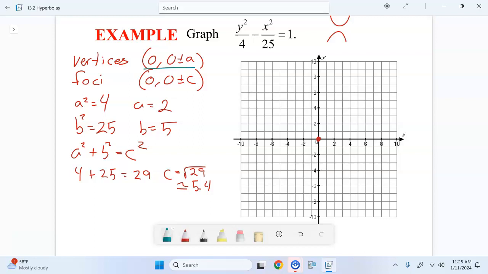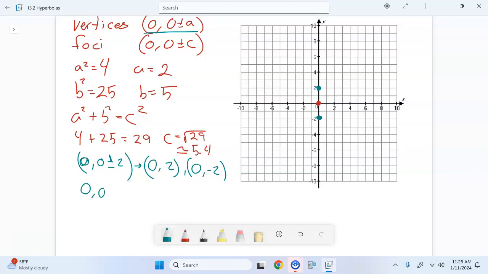So vertices, add and subtract A from the y value because we're going above and below. So we'll add and subtract 2. So we get 0, 2 and 0, negative 2. There's our vertices.